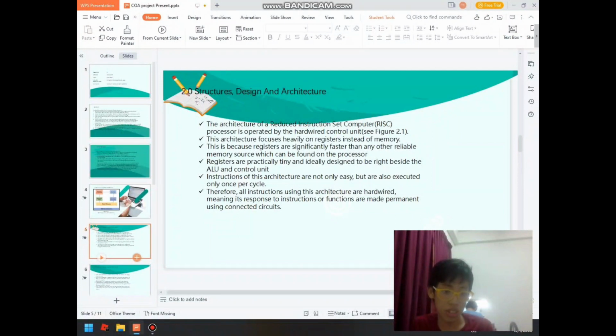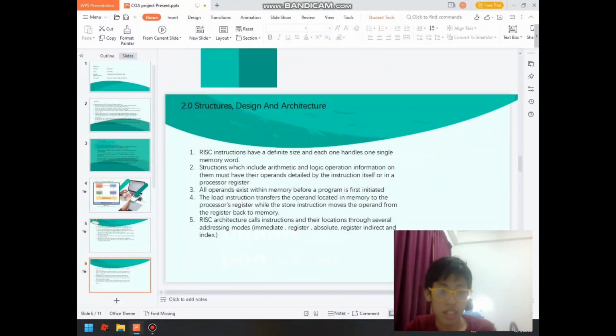Therefore, all instructions using this architecture are hardwired, meaning its response to instructions or functions are made permanent using connected circuits. They're all connected, everything is interlinked, so it goes from A to B to C, and it just goes within that small circle. It doesn't go all the way to other components. It's just within these components in the processor, which makes it just that much quicker, just that much faster.